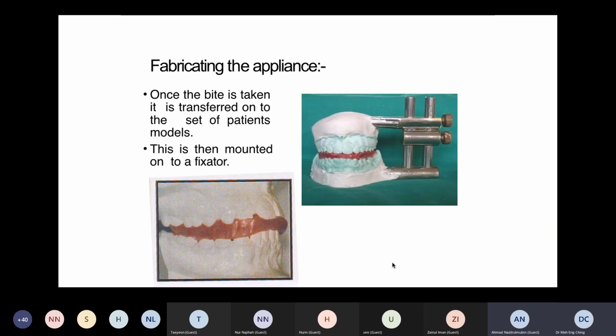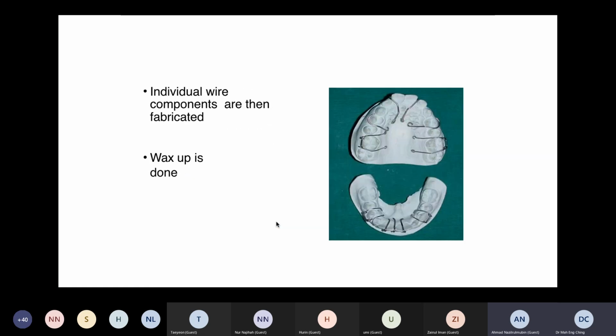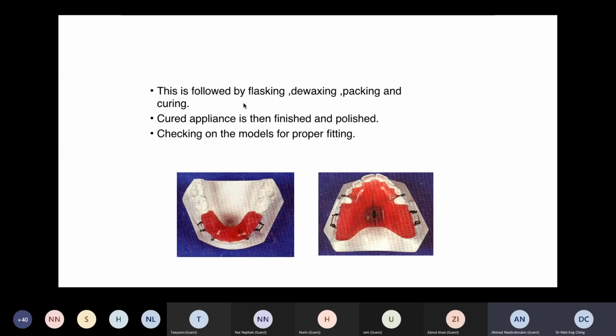So same thing, fabrication. Once the bite is taken, we should discuss how to take the bite, it is transferred to the articulator. So this is again mounted on the fixator, which is mounted on the articulator, then you fabricate according to these positions. Of course, you bend the wire component, then after that the wax-up, just like what Eugene taught you in the lab. Then this is followed by flasking, de-waxing, packing, and curing. So this one can be cold-cure or heat-cure. Then the cured appliance is polished and finished. So check on the models for proper fitting before you fit it in the patient's mouth.